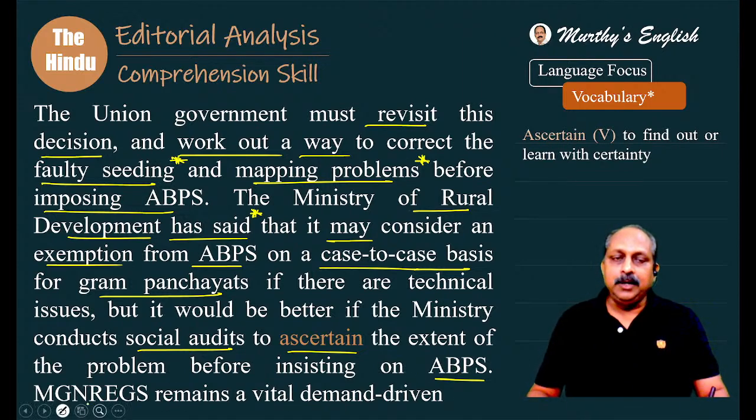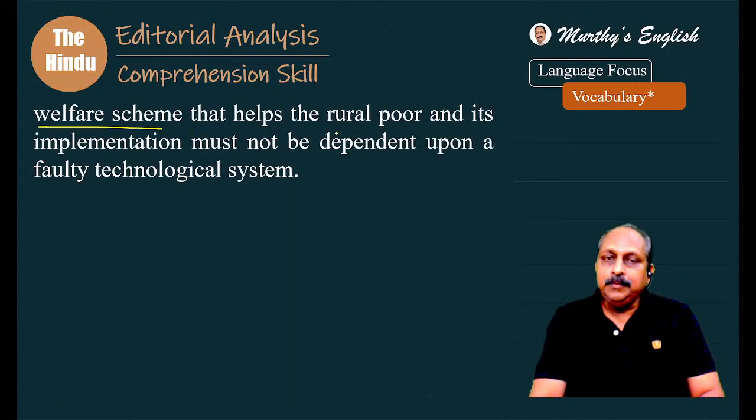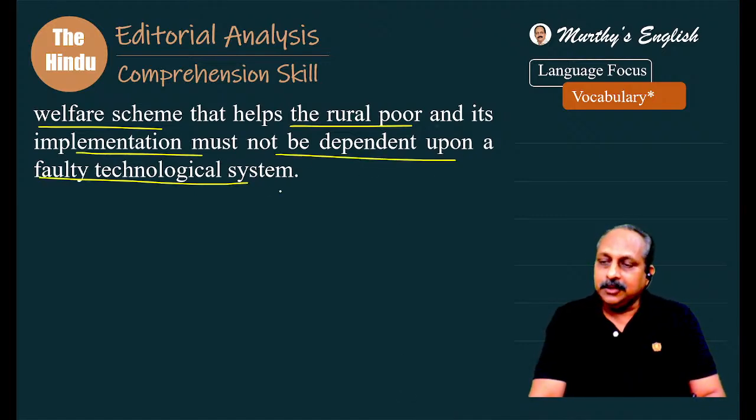MGNREGS remains a vital demand driven welfare scheme that helps the rural poor, and its implementation must not be dependent upon a faulty technological system. Main idea is being reiterated. It talks about the faulty technological system. It also talks about over dependence on technology tools because it deals with rural poor, the downtrodden people. It's a welfare scheme. We should not depend, must not be dependent upon.